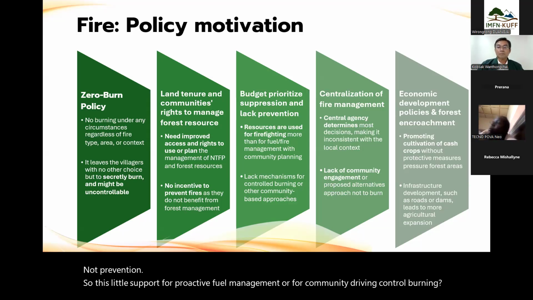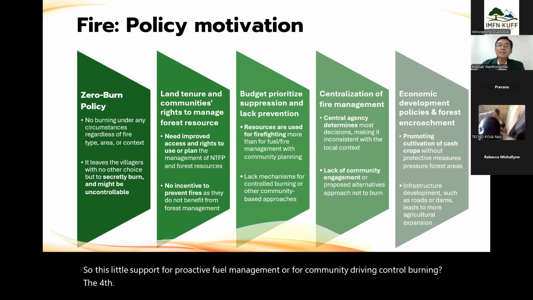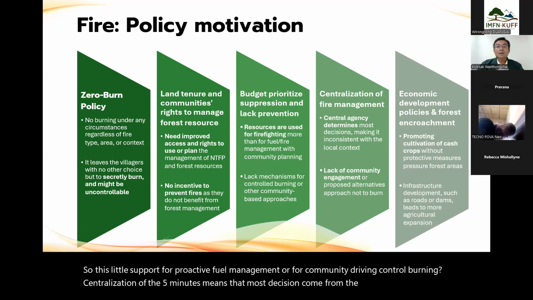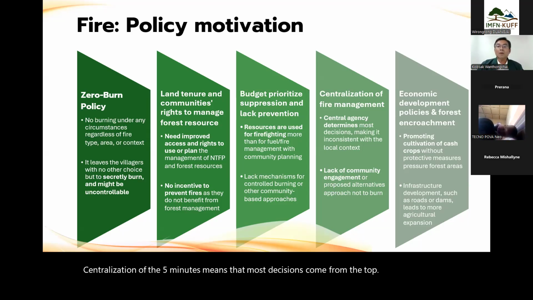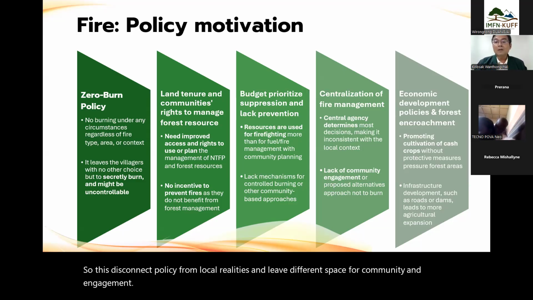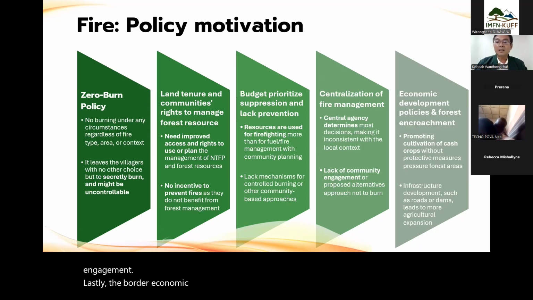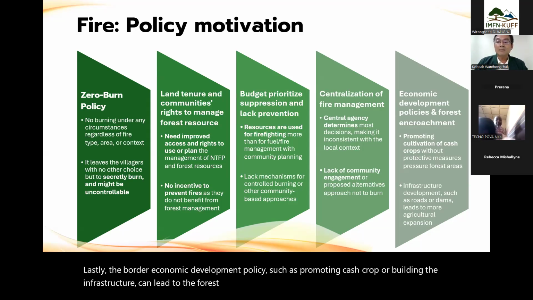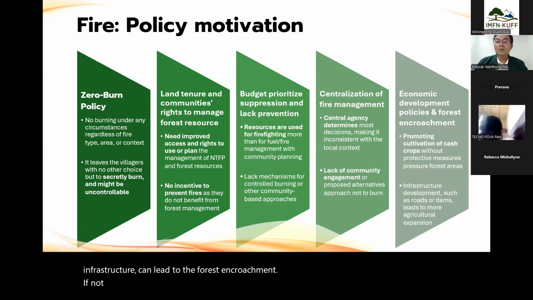The fourth, centralization of fire management means that most decisions come from the top. This disconnects policy from local realities and leaves little space for community engagement. Lastly, broader economic development policies, such as promoting cash crops or building infrastructure, can lead to forest encroachment if not paired with environmental safeguards.